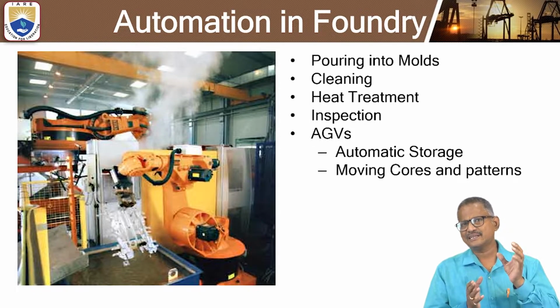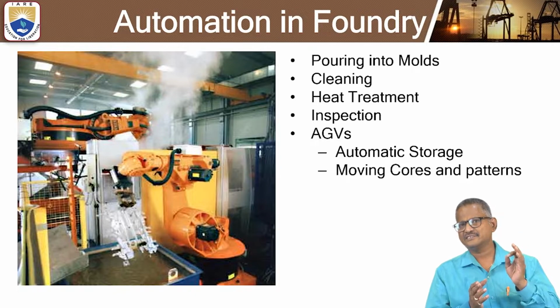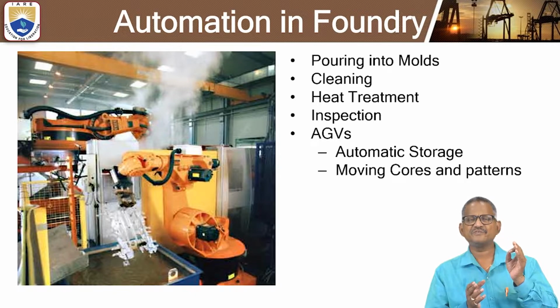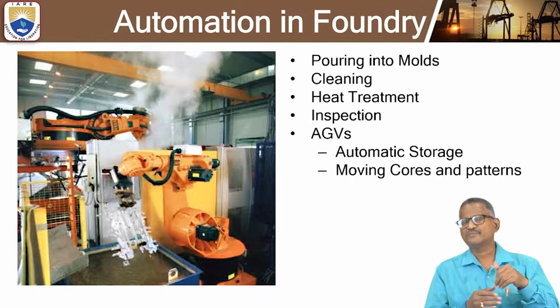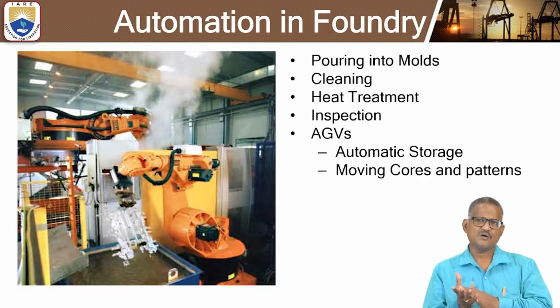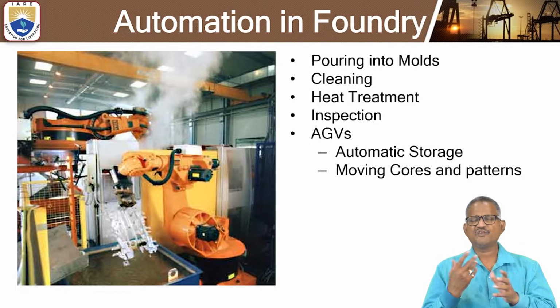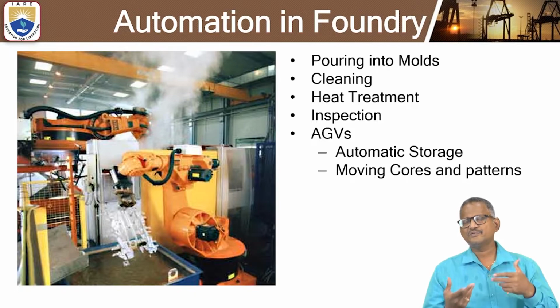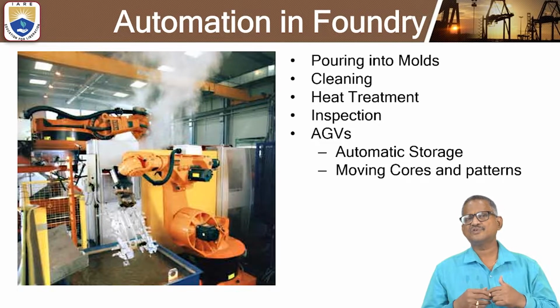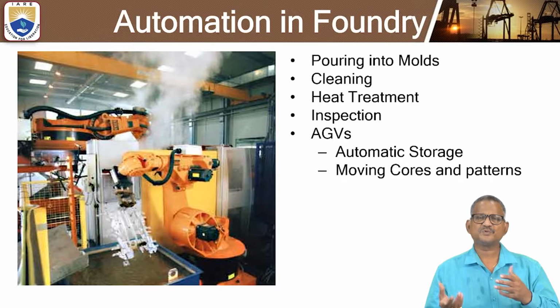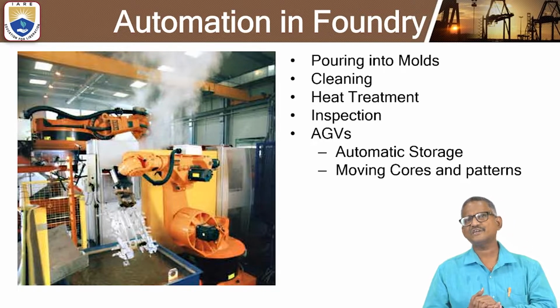In general, with automation nowadays, human intervention is very nominal and minimum, in order to get good quality components with accuracy and a fast mass production rate. Generally, you can go for automation.